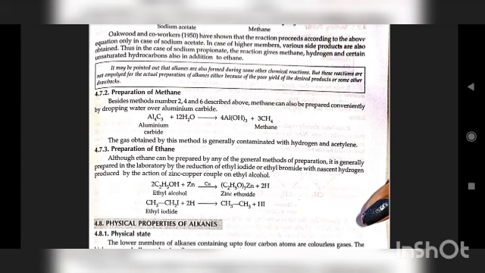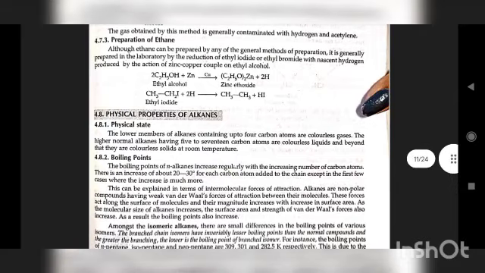Preparation of ethane. Although ethane can be prepared by any of the general methods of preparation, it is generally prepared in the laboratory by the reduction of ethyl iodide or ethyl bromide with the nascent hydrogen produced by the action of zinc copper couple on ethyl alcohol. For example, C2H5OH plus zinc in presence of copper gives zinc ethoxide plus 2H. Now, for example, ethyl iodide plus 2H gives ethane plus HI.